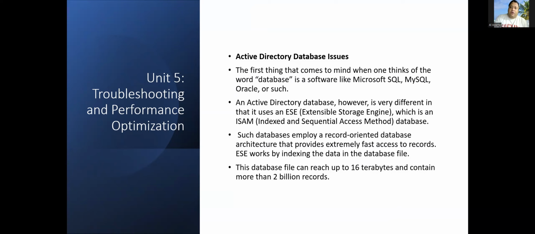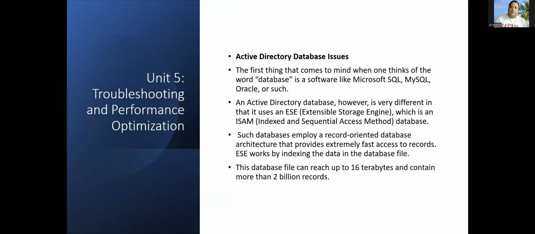Such databases employ a record-oriented database architecture that provides extremely fast access to records. ESE works by indexing the data in the database file. It kind of creates a Rolodex, if you know what a Rolodex is, from before we had cell phones. We'd go through names: here's everyone with A, then everyone with B, everyone with C, by last name, alphabetical. That's kind of how it works.